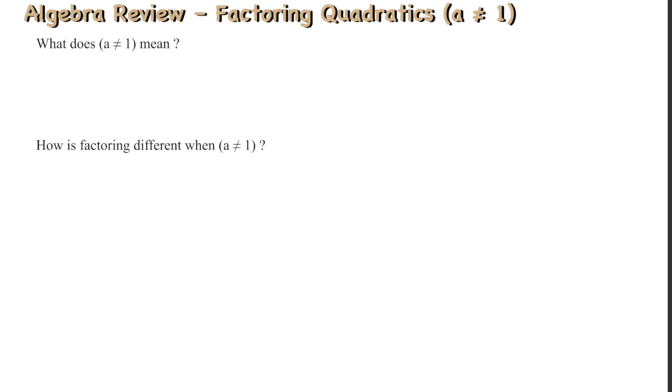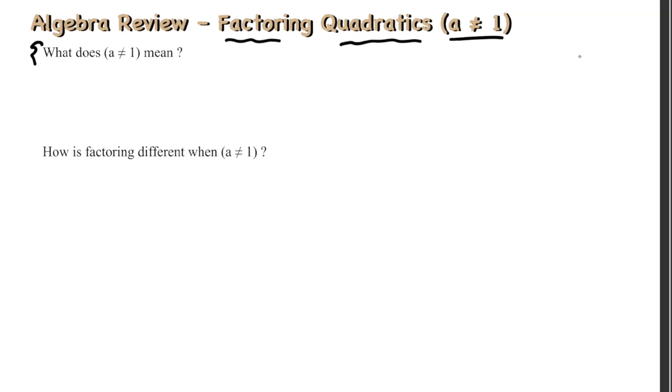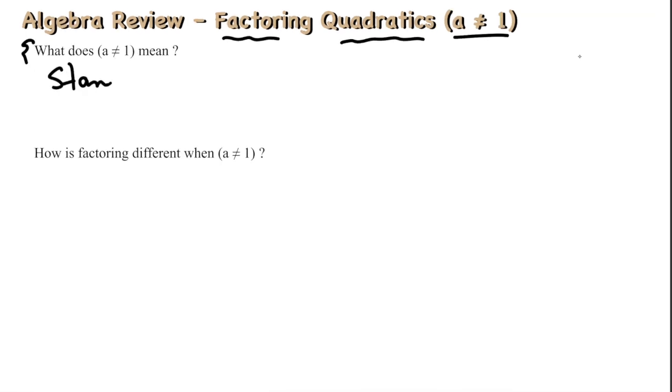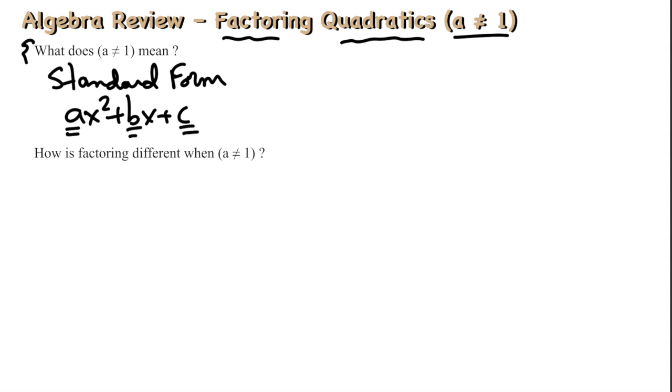This video is an algebra review of factoring quadratics where the a value is not 1. And what does that mean exactly? Well, consider the standard form of a quadratic. That would be ax squared plus bx plus c. And we can see that a is the number multiplying x squared, b is the number multiplying x, and c is the constant. So we can look at how this is different.